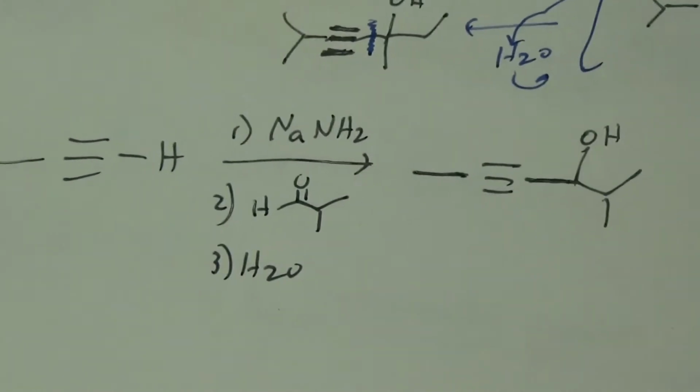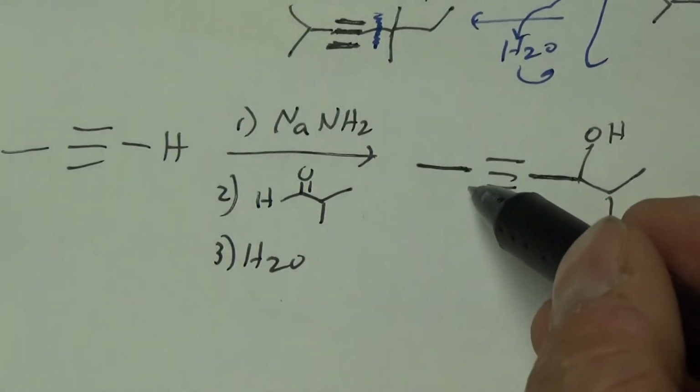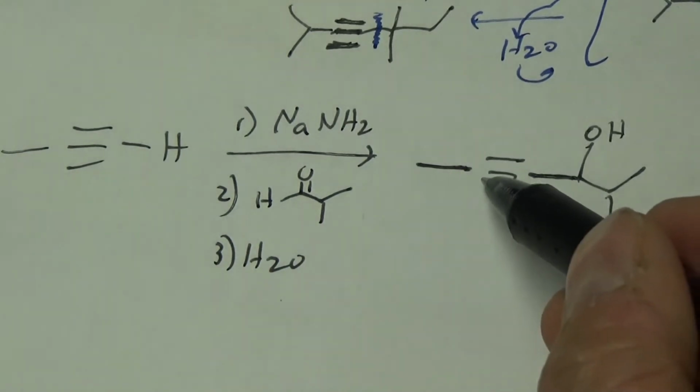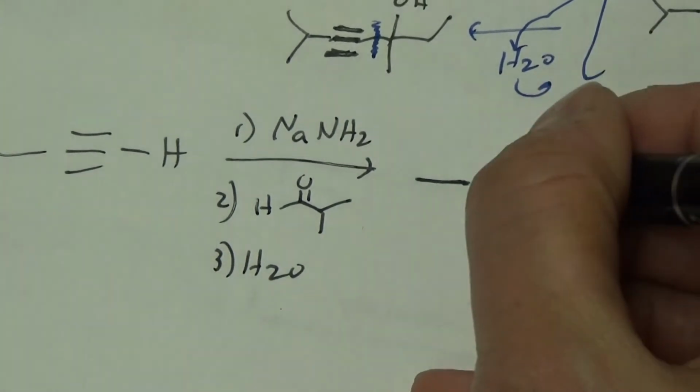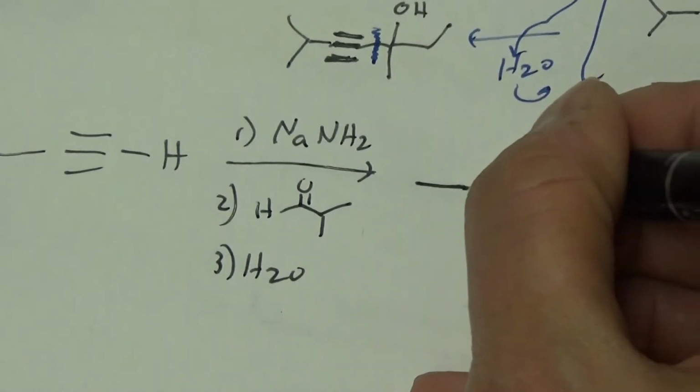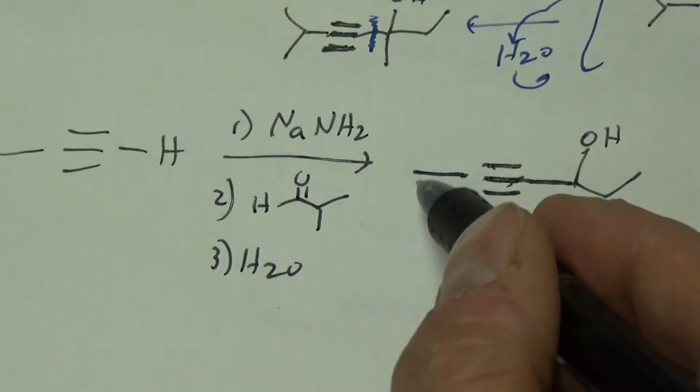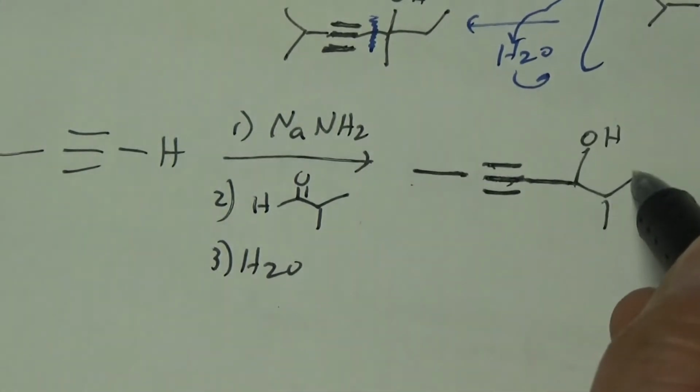How many carbons total here? 1, 2, 3, 4, 5, 6, 7, right? There's a carbon, there's a carbon. And I think some students have difficulty seeing that. So make sure you can count 7. 1, 2, 3, 4, 5, 6, 7.